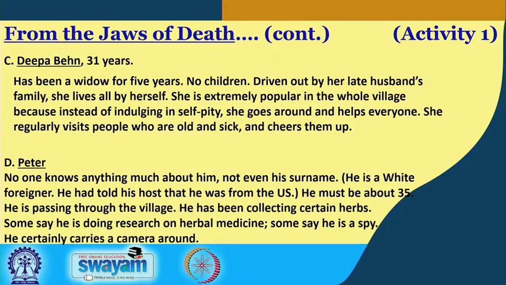Deepa Behan is 31 years old and she has been a widow for the last 5 years. She has no issues, no children. She had been driven out by her late husband's family and she lives all by herself now. She is extremely popular in the entire village, because instead of indulging in self-pity, she goes around and helps each and everyone who is in need. She regularly visits people who are old and sick and cheers them up.